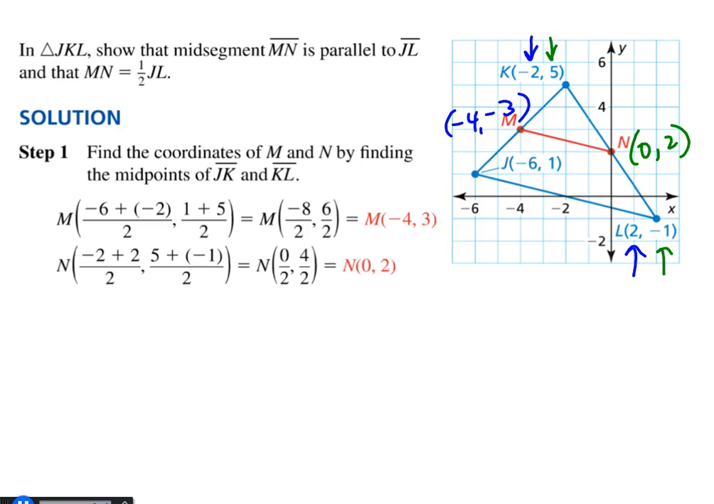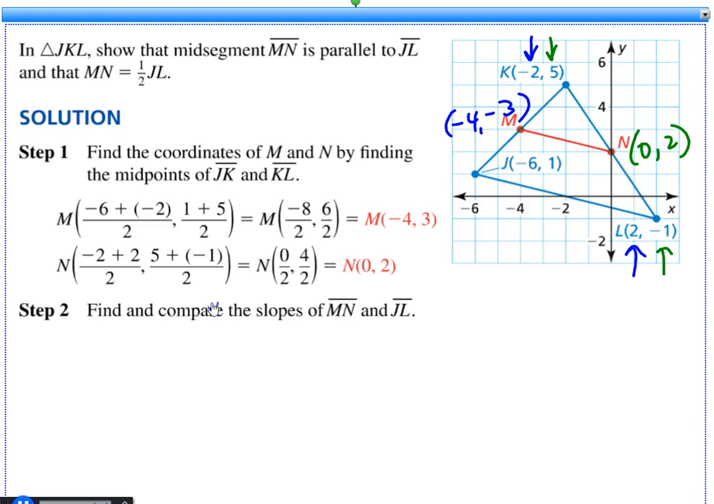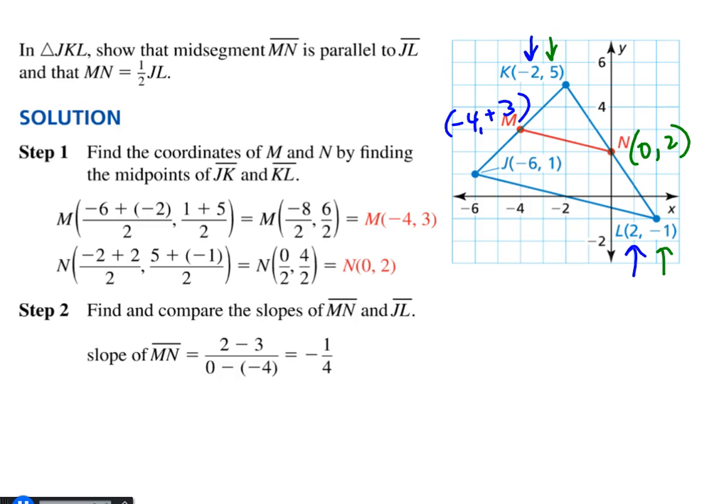Now that we have those coordinates, we can go find the slope. So we want to compare the slope of MN to JL. The slope of MN we find by doing y minus y over x minus x. So we have 2 minus 3 over 0 minus -4. Ooh, this was a +3 and I wrote it down as a -3. And we get the slope of MN is -1/4. You could also tell that by doing rise over run. Rise 1, run 4, and we see it has a negative slope, so -1/4.